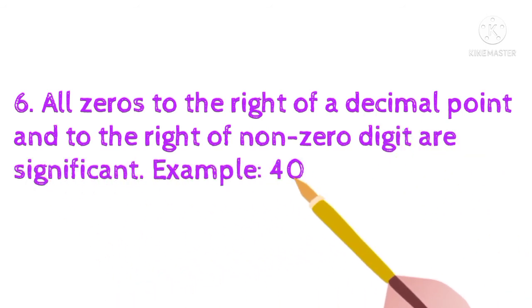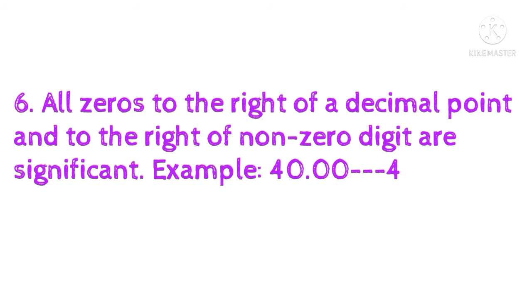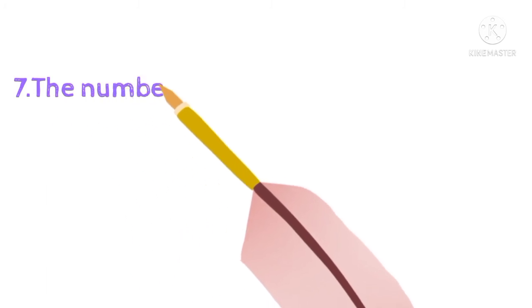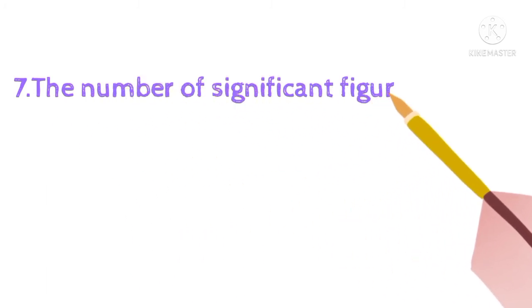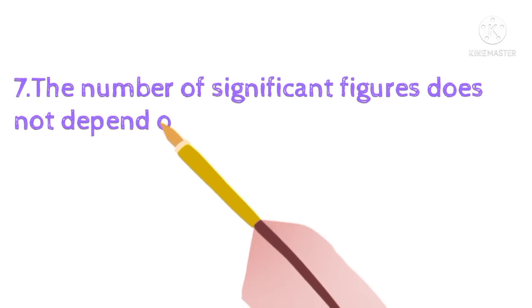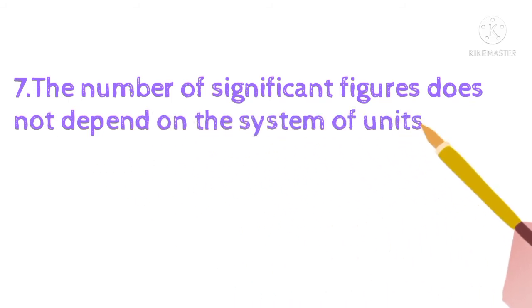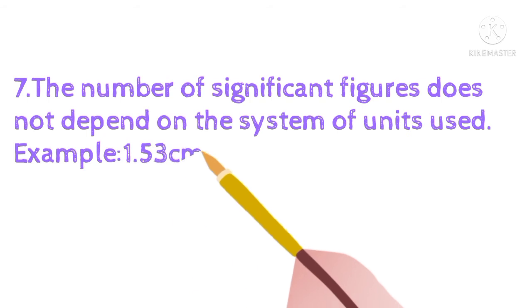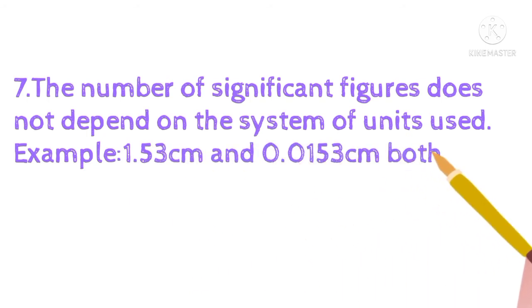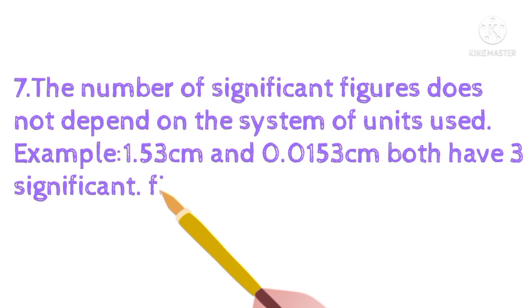Here the example is given as 40.00. Here it has 4 significant figures. In this type we have to count all the zeros. The next rule is the number of significant figures does not depend on the system of units used. For example, if you have 1.53 centimeter and 0.0153 meter, both the numbers will have 3 significant figures because we should not consider any system of units used in the number.